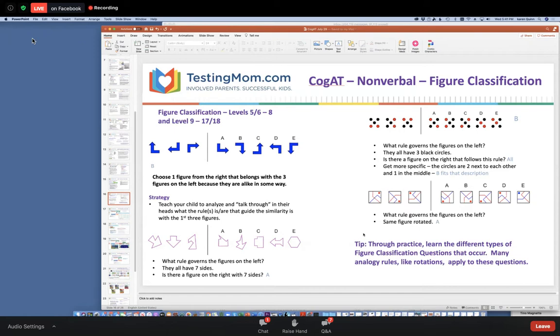And by practicing a lot of these, you will get so much better at these. And I would say to encourage your child to talk through each different one, like what is the same about it? Because if you're talking it through in your head, you will figure out what is the same about it. And I love these. They're like little puzzles. They're really fun to do to try to figure them out.